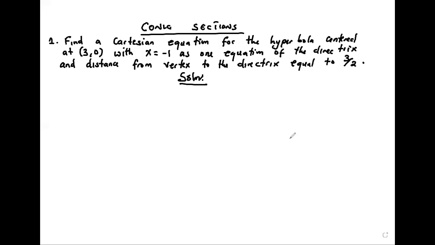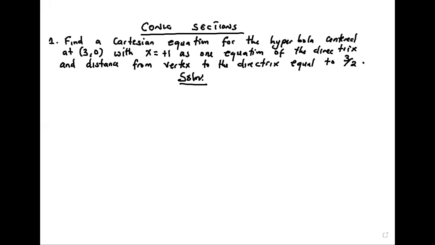Okay, so we look at this question. Find the Cartesian equation for the hyperbola centered at (3, 0) with x equal to 1 as one equation of the directrix, and distance from the vertex to the directrix equal to 3/2. So first we need to see what we're talking about.